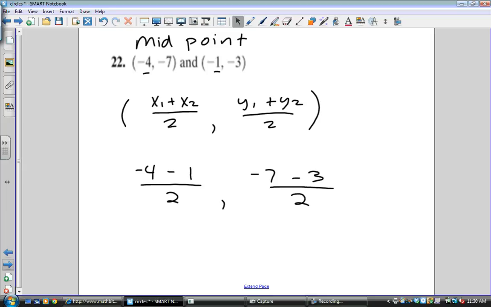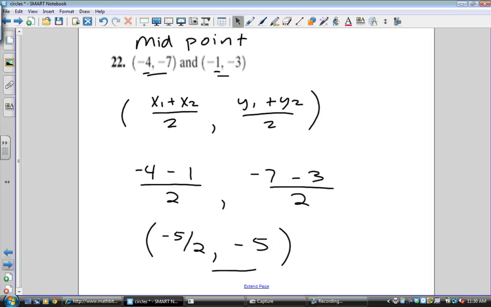Negative 4 and negative 1 would give me negative 5. So that'll just be negative 5 halves. And then negative 7 and negative 3 would be negative 10. But negative 10 over 2 would be negative 5. So again, this would be the point that would represent halfway in between those 2 points here and here.